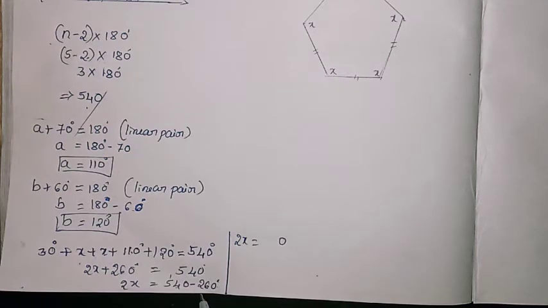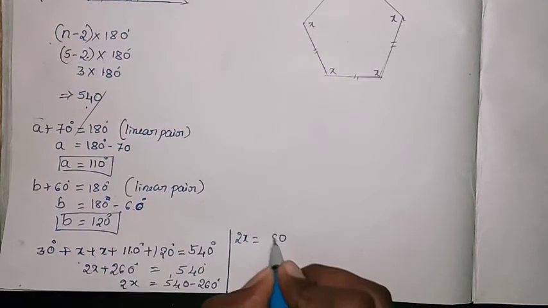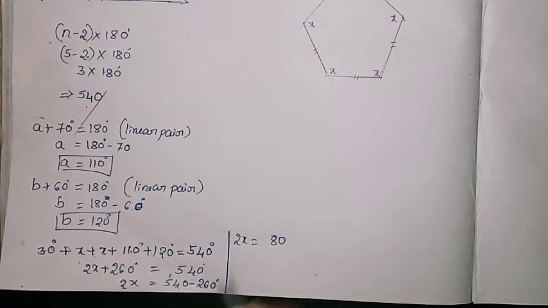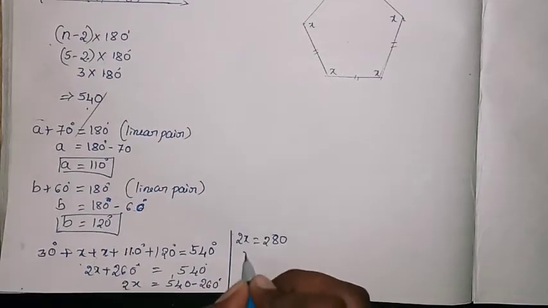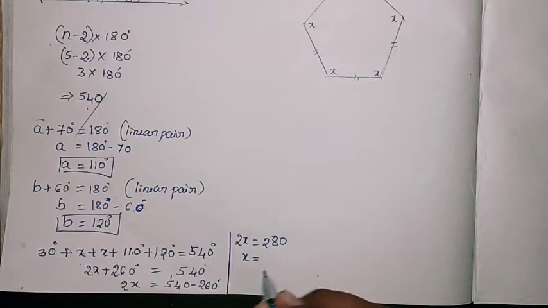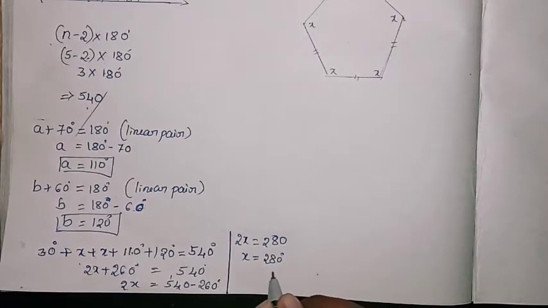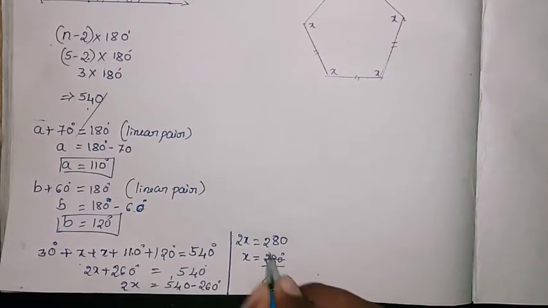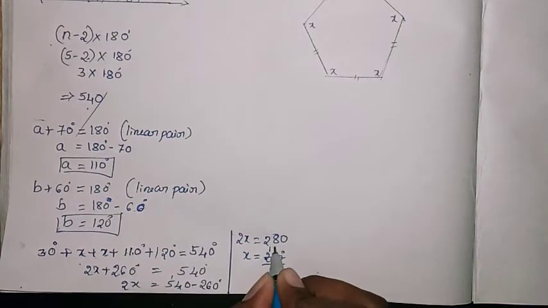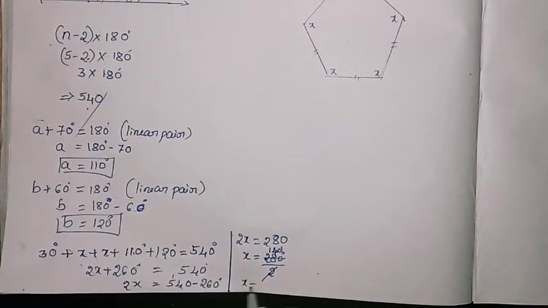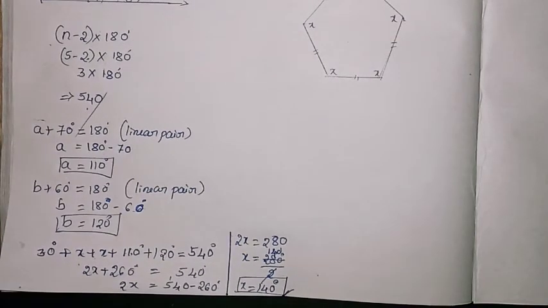So 14 minus 6 is 8, and here 4 minus 2 is 2. So 2x is 280 degrees. We want the x value, so 280 degrees divided by 2. 2 ones are 2, 2 fours are 8, 0. x is equal to 140 degrees. So the x value we got is 140 degrees.